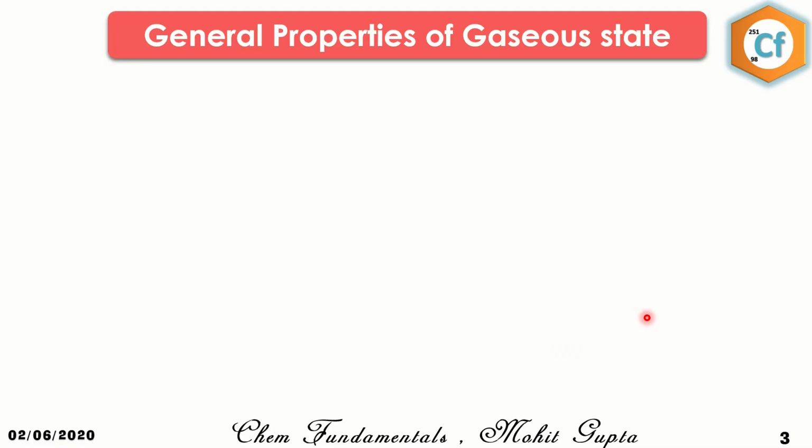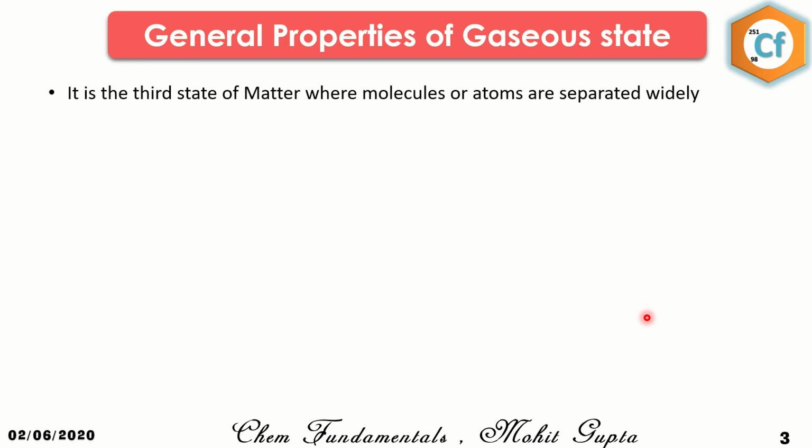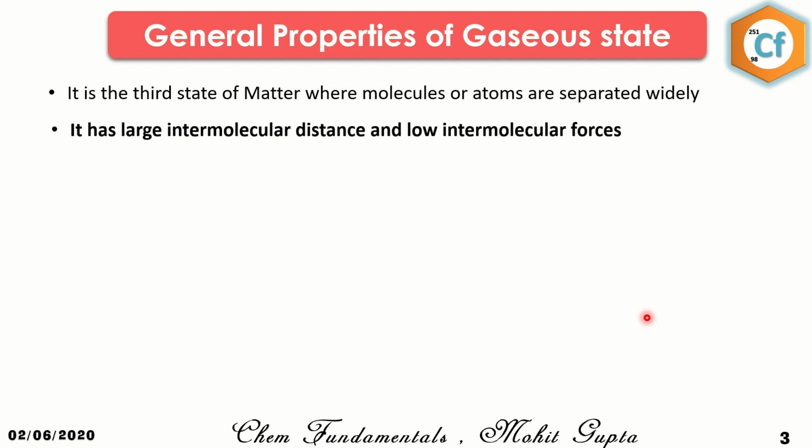So first let's start with the general properties of gaseous state. It is the third state of matter where molecules or atoms are widely separated. And why is it so? It is due to the large intermolecular distance and low intermolecular forces. And this large intermolecular distance and low intermolecular forces develop several characteristics of the gases.